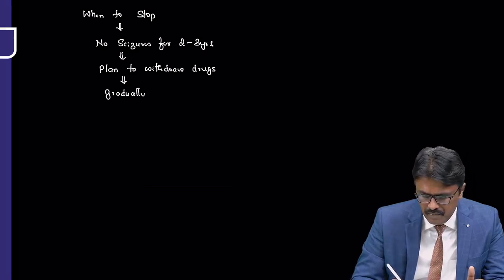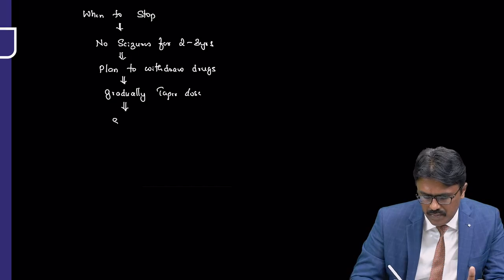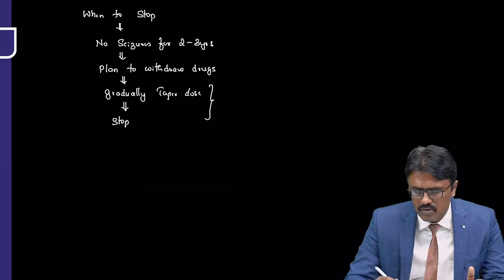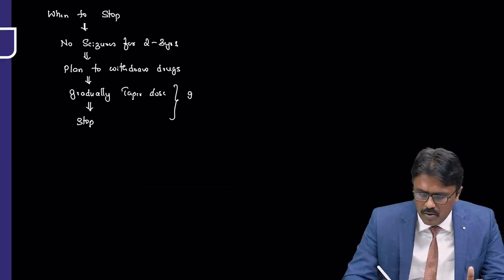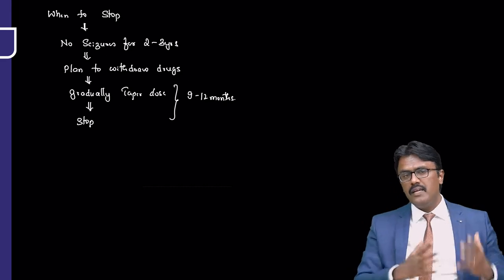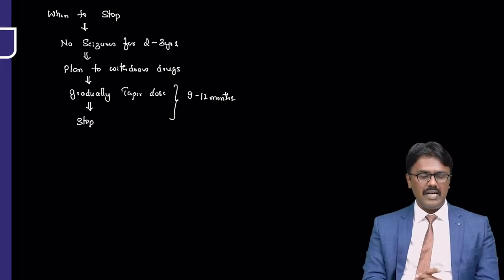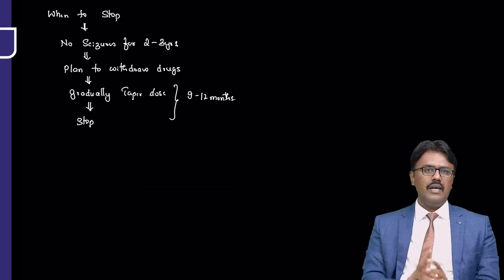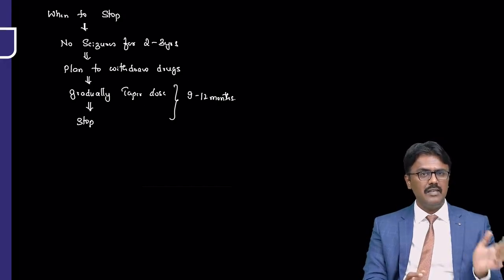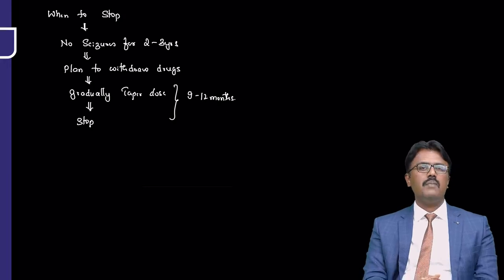gradually taper the dose and then stop. Gradually tapering the dose and stopping may take from 9 to 12 months. It's not going to happen immediately. And many times when we are doing this process, seizures have recurred. They have come again. So the chances are less, but when you plan, you can plan like this. Remember, anti-epileptics should never be stopped abruptly. Taper the dose if there is a seizure-free interval of 2 to 3 years, and gradually reduce the dose and then stop it. So these are the applications you need to understand in anti-epileptic drugs.